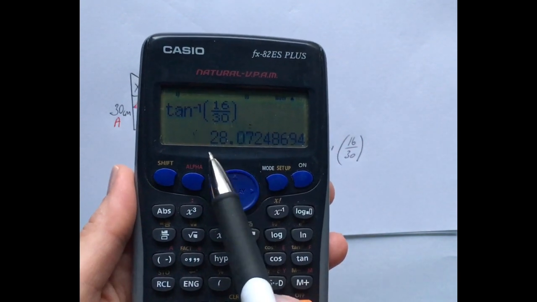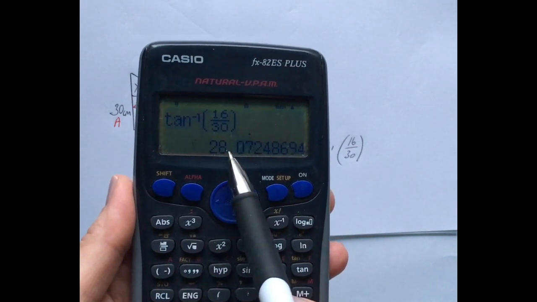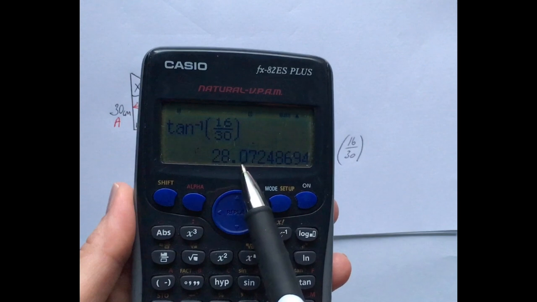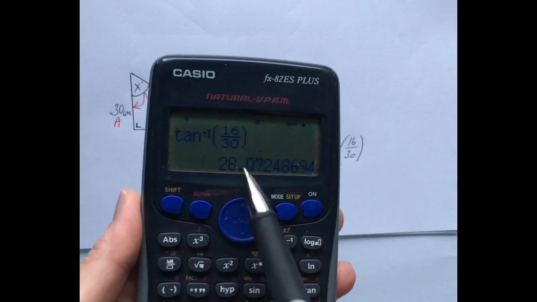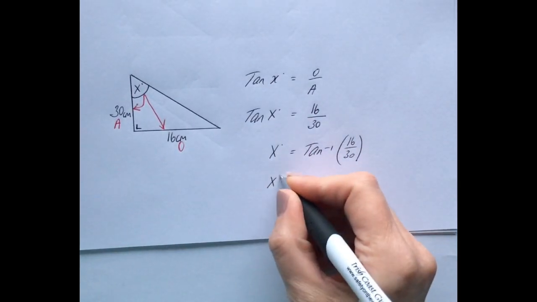And I'm going to do it to the nearest degree again. So I have 28 point, look at the number after, 0. Well, 0 doesn't make it bump up, so I'm going to leave it at 28 degrees.